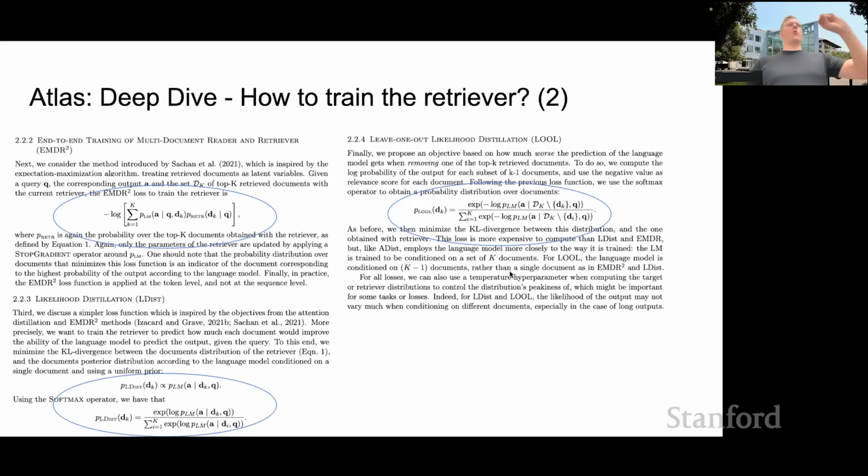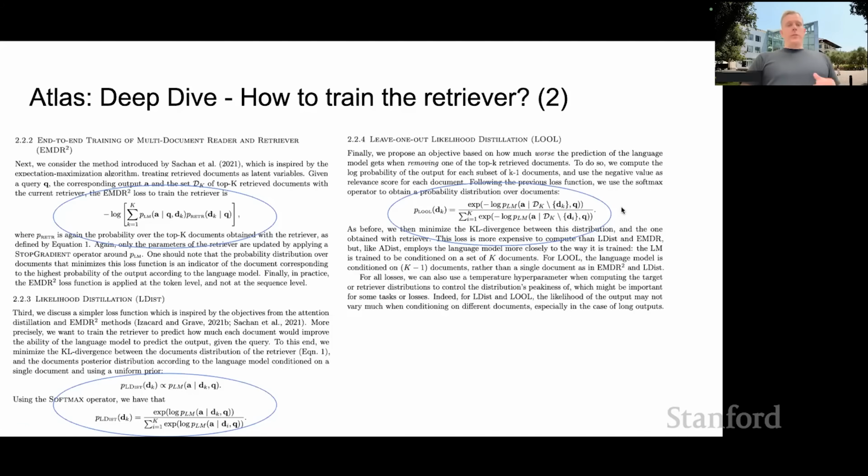So if I take this one document out, how does that affect the perplexity of the language model, right? And so this one I think is actually quite elegant, right? Because that really gets to how valuable this one single document is for me answering this question correctly.